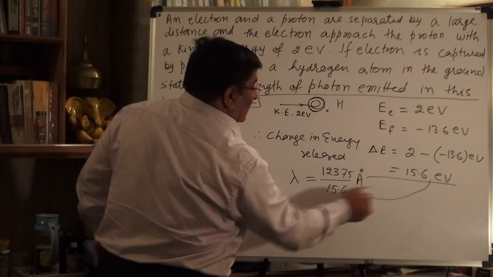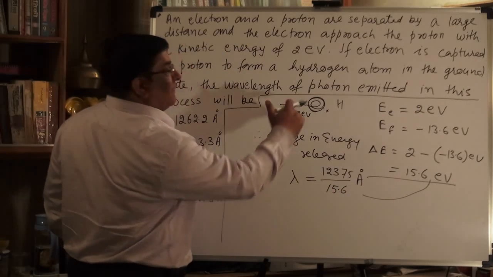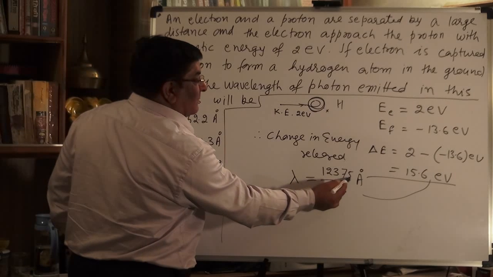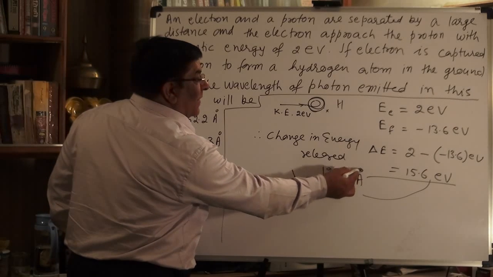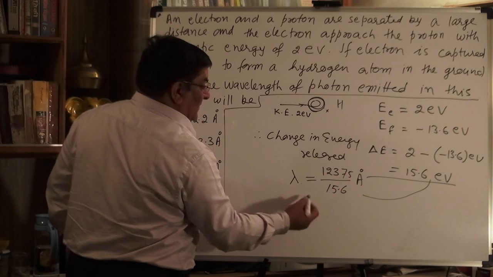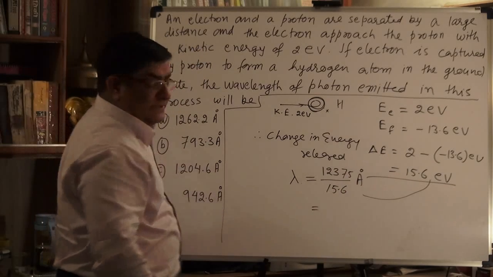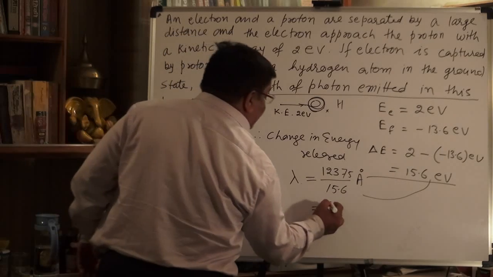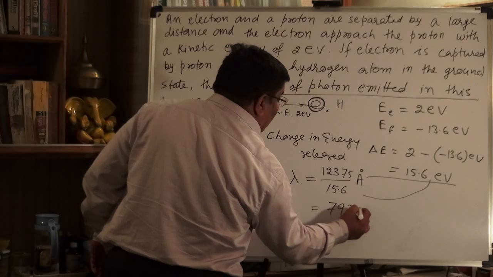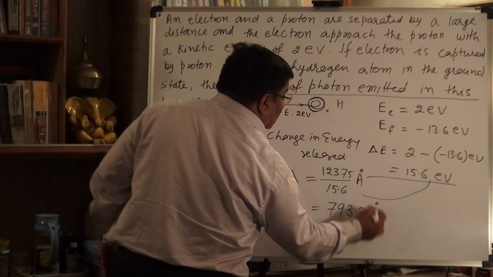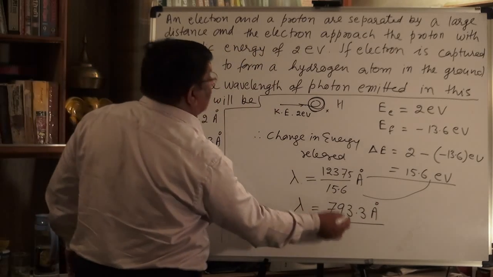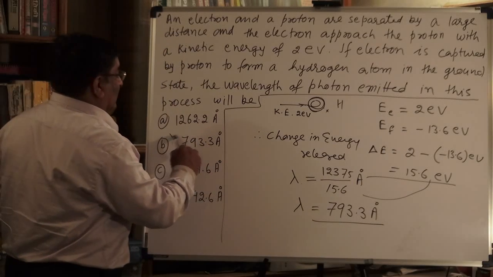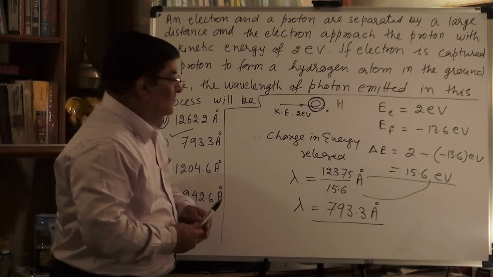This is what? Change in energy. This we have done in earlier question also. This is lambda minimum, 12375 into 10 to the power minus 10, that is angstrom. So let us solve this, and it comes to be 793.3 angstrom. Let us see if this is there. Yes, 793.3. So this is the right answer.